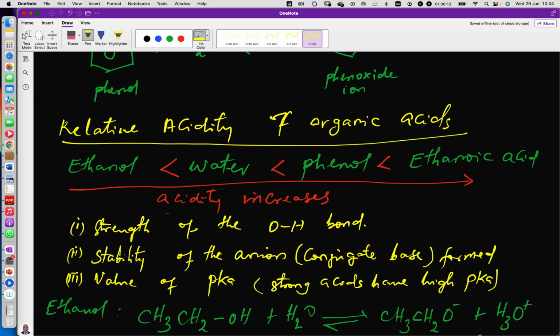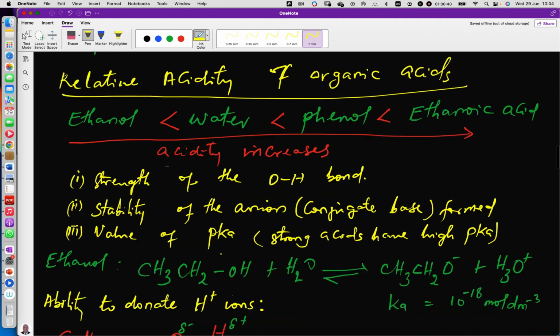In that case, I said the acidity of these compounds will depend on three points. The first point is the strength of the OH bond, that is, the ease at which the hydrogen ion is donated. Another one is the stability of the anion, that is, the conjugate base that is formed. And the other one is the value of the pKa, because strong acids have low pKa.